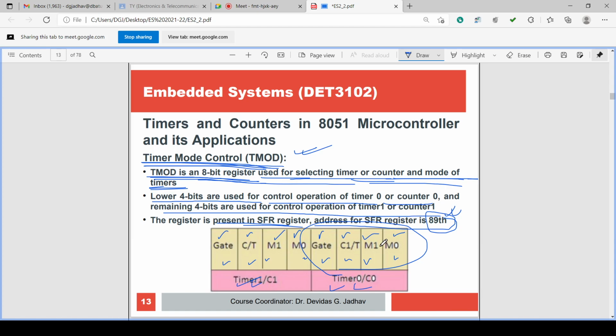Lower 4 bits are used for control operation of timer 0 or counter 0, and the remaining 4 bits are used for control operation of timer 1 or counter 1. The register is present in the SFR register. Address for SFR register is 89.